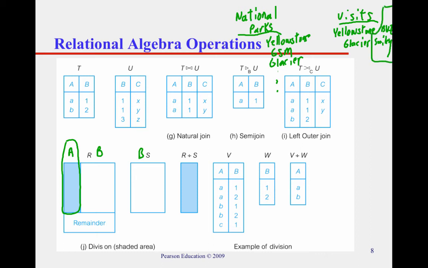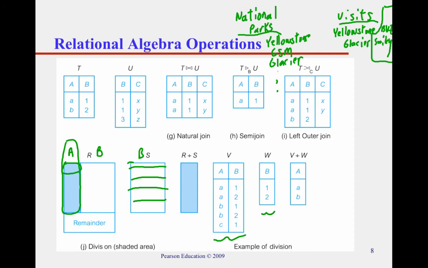And in order for a tuple to appear in the final solution, it has to match all rows in S. That's why, for example, I said list visitors who have visited all national parks. So it would only print out a visitor who had been to every national park. So for example, here we have our relation V, and here's W.